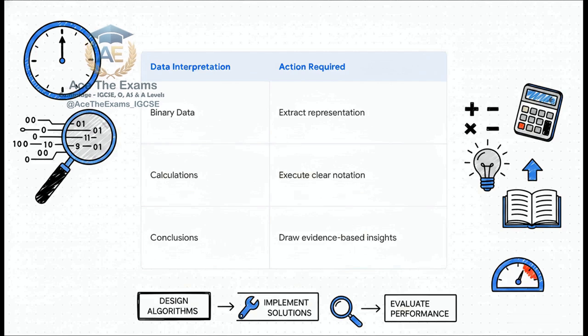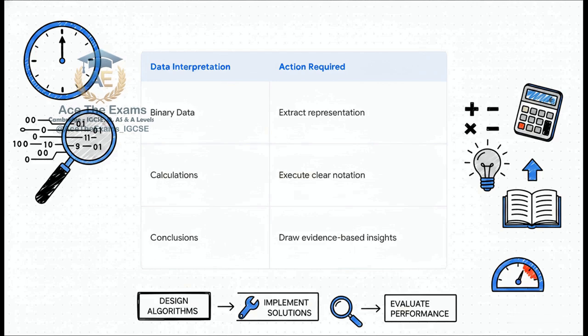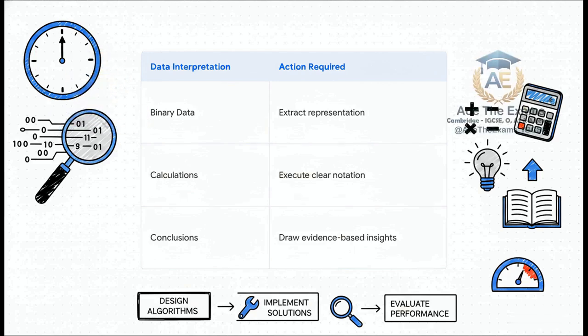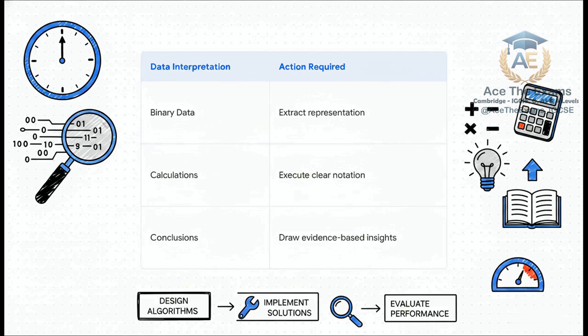Finally, conclusions. This is where you draw your evidence-based insights. You absolutely do not just guess or state a generic fact, you prove your conclusion based exclusively on the specific data you just finished extracting and calculating. You must demonstrate that you can design the algorithm, implement the solution logically, test it thoroughly, and evaluate its performance. This rhythmic, highly mechanical process is what guarantees you pick up marks even when the initial question looks completely alien to you.